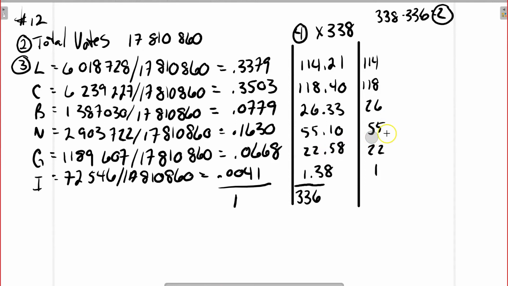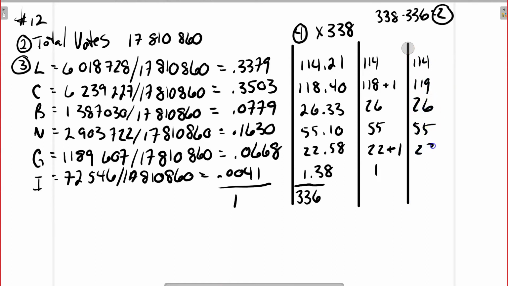That means we're going to add one more seat, so one more seat goes to the Greens. Then we look for the next biggest decimal, and in this case, it's the Conservatives at 0.40. So they get one more seat added. Then we can total everything up: 114, 119, 26, 55, 23, and 1. When we add all that up, that'll give us the 338 seats that we're supposed to have at the end. So that's our final outcome.